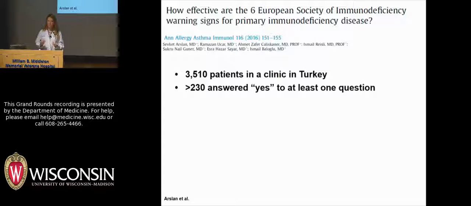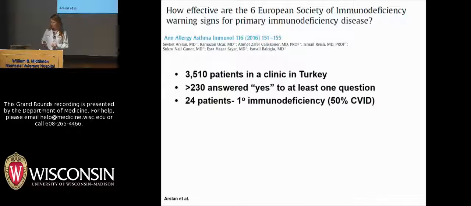And they just said, how many people will answer yes to any one of these questions coming into the clinic? And over 230 people had a yes to one of these questions. They then looked through their patients and said, well, how many of these patients have an immunodeficiency? And they found that 24 of the 3,500 had an immunodeficiency. And of those, as you might expect, common variable immunodeficiency fell out as the most common at 50%.